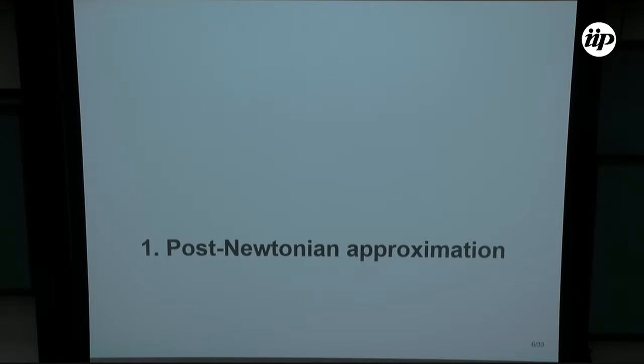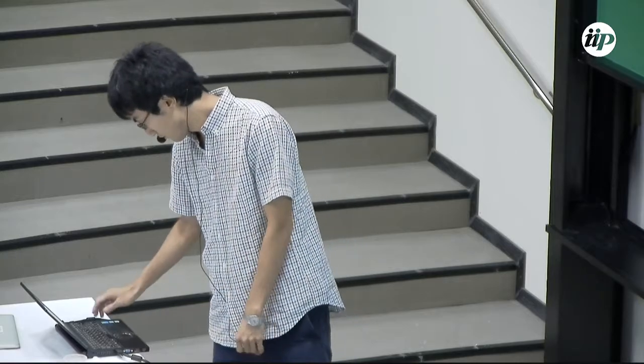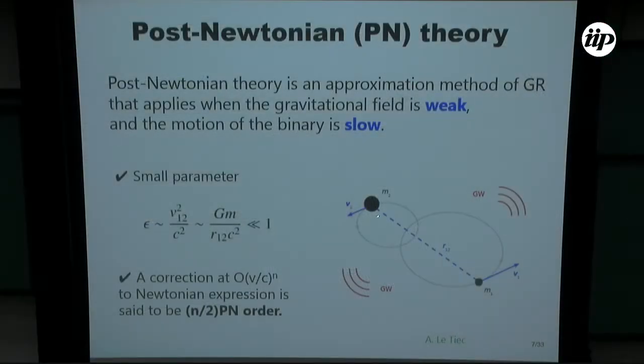In the next 10 slides, I first describe the approximation method in general relativity, the so-called post-Newtonian approximation, which can be used where the binary is very separated and the motion is quite small, so the velocity of the motion is quite small. Let me explain more precisely. Suppose you have two bodies whose separation is quite large, and the velocity of each black hole is quite small.